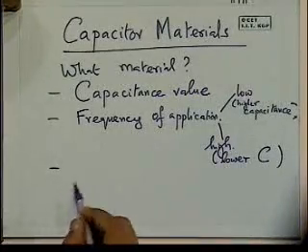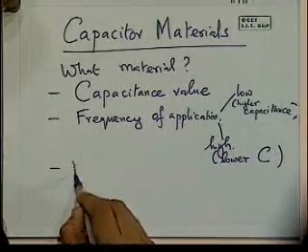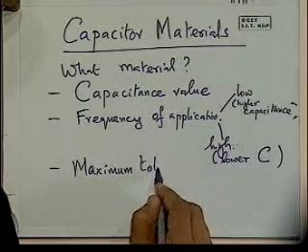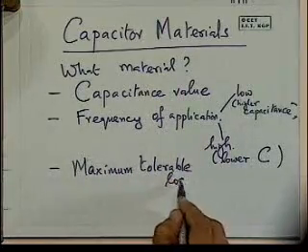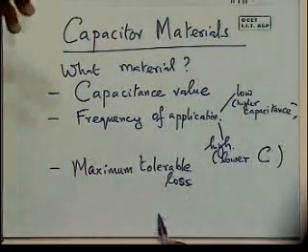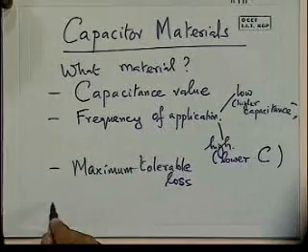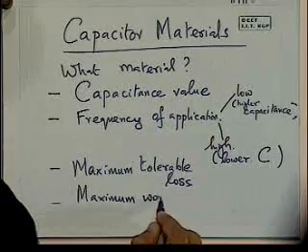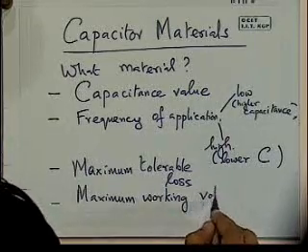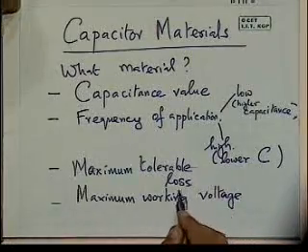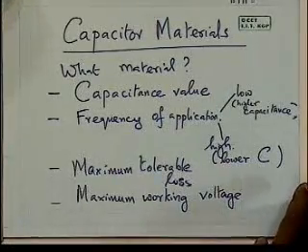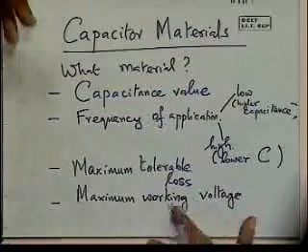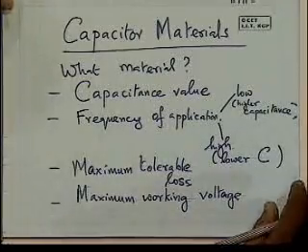The third thing is we know that there are losses in a capacitor. What is the maximum tolerable loss? For a given application, how much loss can we tolerate before that is useless? The fourth thing would be the maximum working voltage. This is related to the idea of dielectric breakdown. We know that we cannot go on increasing the field that is applied across the capacitor without ultimately causing breakdown, and therefore we have to know what is the maximum working voltage that this particular device will see.